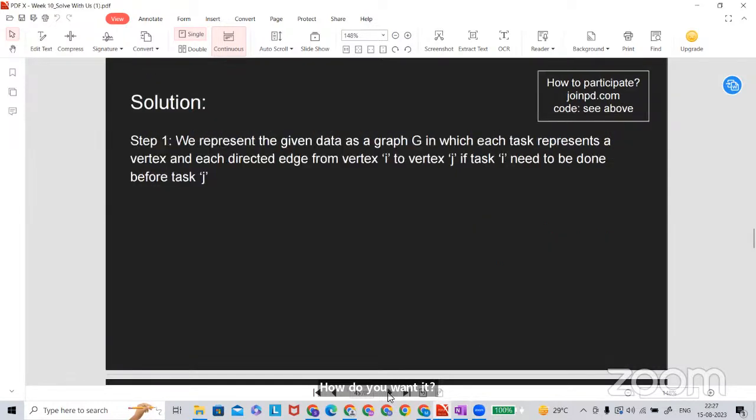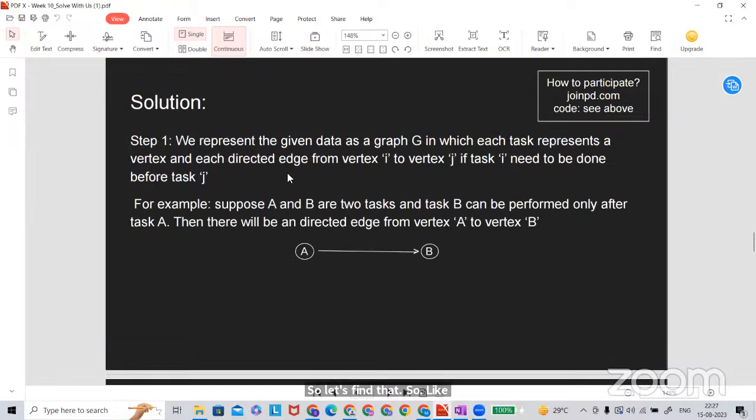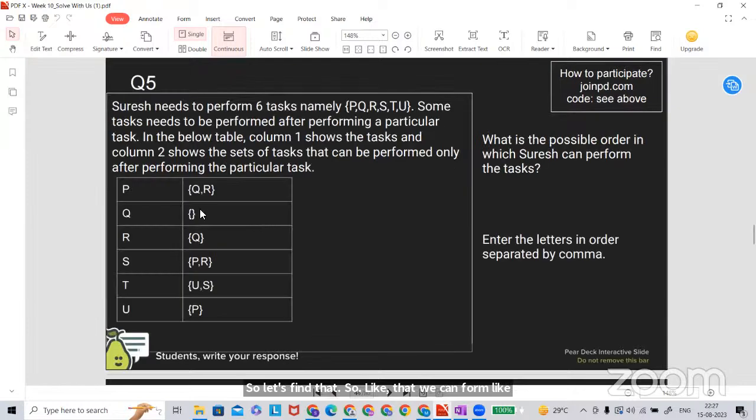So let's find that. If you start drawing the graph, P is connected with Q and R. Q represents a dependency. Q is totally independent; there is no outgoing edge from Q. For R, there is an outgoing edge to Q.